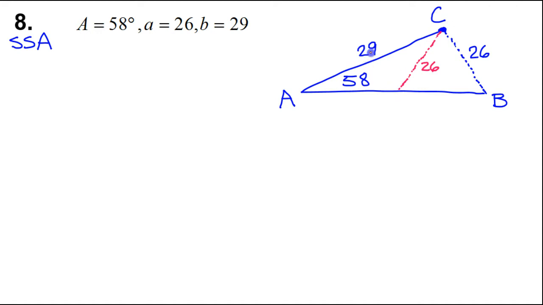And yes, it will. I'm looking at the rigid side, the 29. Sometimes this won't fit, because say if this were 30, it would be too big, it would go outside the triangle, it wouldn't fit. But since 26 is less than 29, it will fit right here. So we will have two triangles. We will have one triangle that's out like this, and we will have one triangle that's in like this.